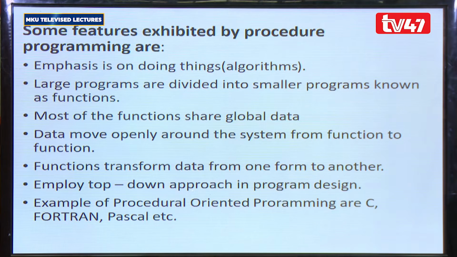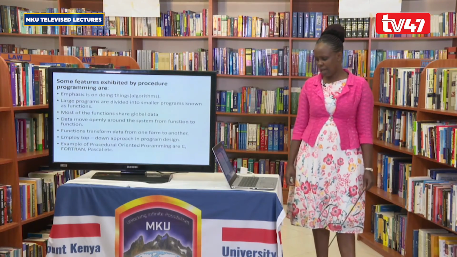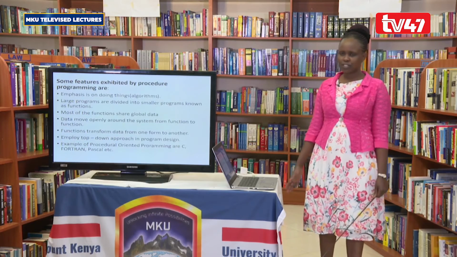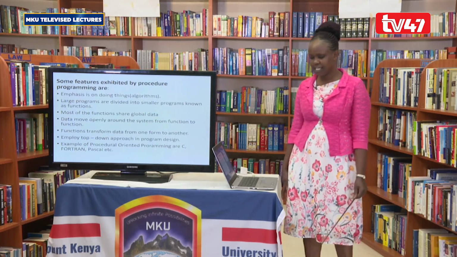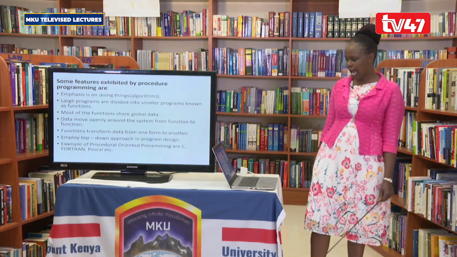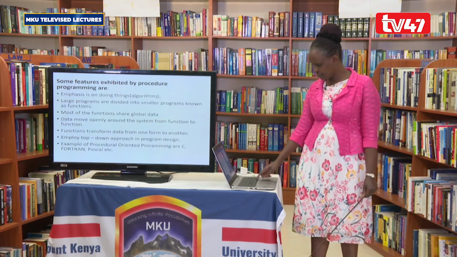Another key feature of procedure programming is that data move openly around the system from function to function. Another key feature is that functions transform data from one form to another. And another key feature is that procedure-oriented programming usually employs what we call a top-down approach in program design. For examples of procedure-oriented programming, we have C, Fortran, and Pascal, among others.